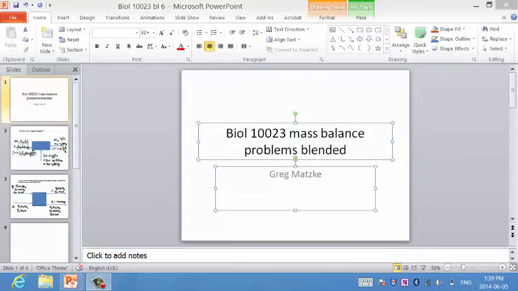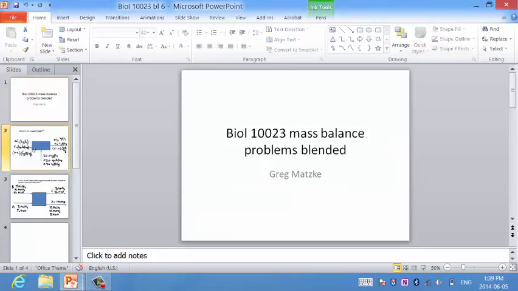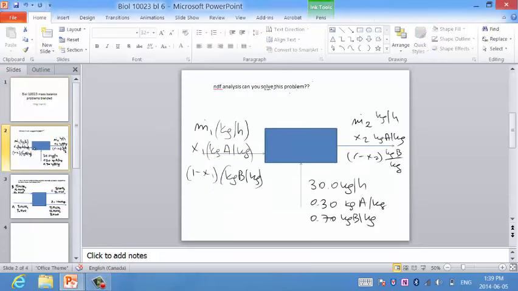Mass balance problems, blended component. The next two problems deal with the analysis of the number of degrees of freedom, NDF, and once the NDF is equal to 0, we can say that the problem can be solved.